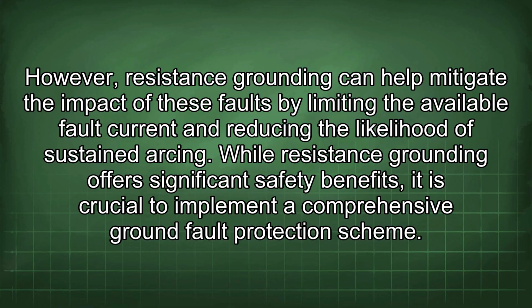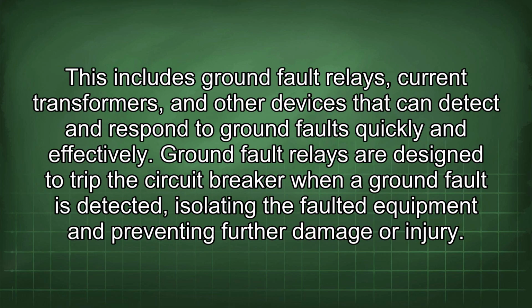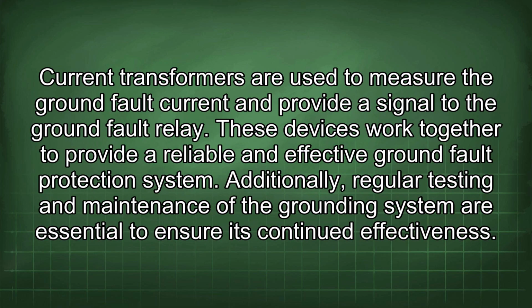While resistance grounding offers significant safety benefits, it is crucial to implement a comprehensive ground fault protection scheme. This includes ground fault relays, current transformers, and other devices that can detect and respond to ground faults quickly and effectively. Ground fault relays are designed to trip the circuit breaker when a ground fault is detected, isolating the faulted equipment and preventing further damage or injury. Current transformers are used to measure the ground fault current and provide a signal to the ground fault relay.